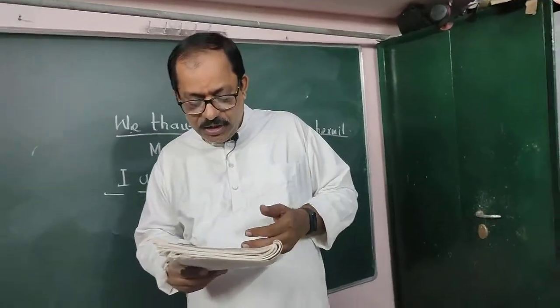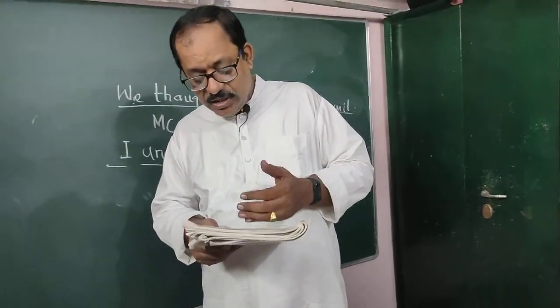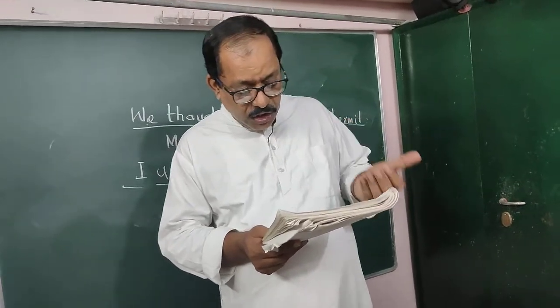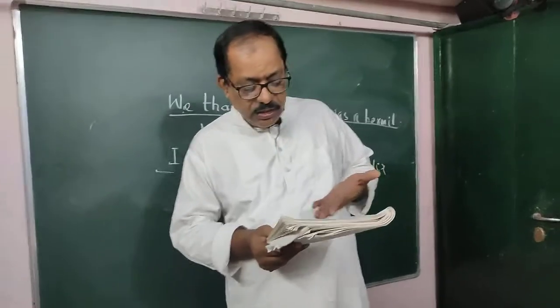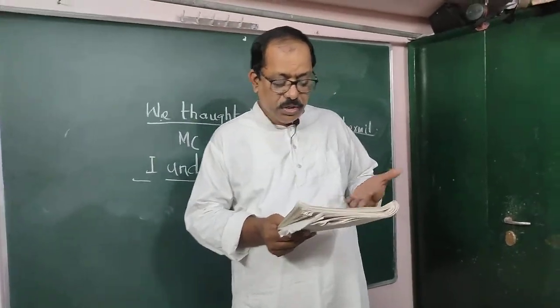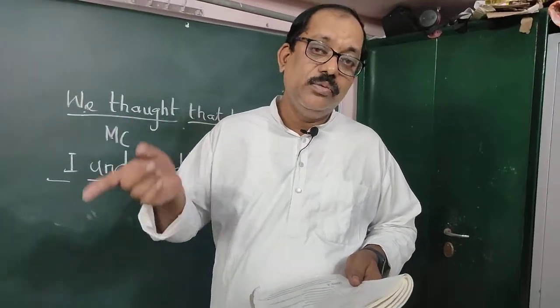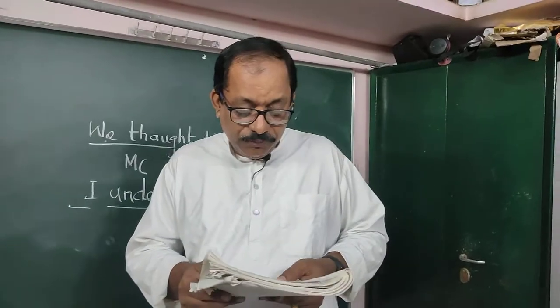A dog that barks seldom bites. Here a dog seldom bites is the main clause, that barks is the subordinate clause. A question like this also comes. All that glitters is not gold. Here all is not gold, main clause; that glitters, subordinate clause.